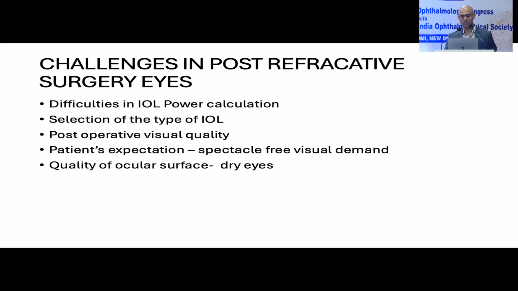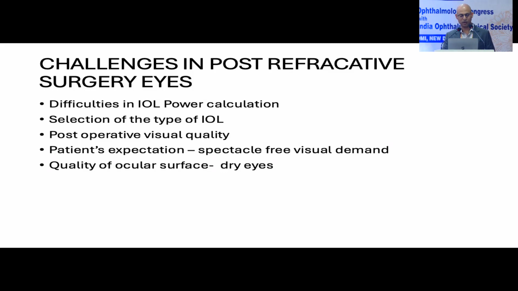So you have difficulties in IOL power calculation, and you have difficulties in selecting the type of IOL. We recently heard about the case of Shah Rukh Khan, who had a major problem after his cataract surgery, and that was essentially because he had a hyperopic LASIK and the surgeon had put in a negative aspheric IOL. In such a case, actually you would want to go for either zero aspheric or maybe a positive aspheric lens, which probably was overlooked. So it's important to choose the lens according to the refractive surgery.